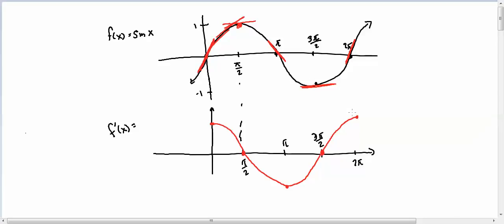Maybe? And if you know what your trig functions are, you can tell me, hey, wait a second, that's the graph of cosine of x. And the answer to that is it absolutely 100% is. The derivative of sine of x is the cosine of x.